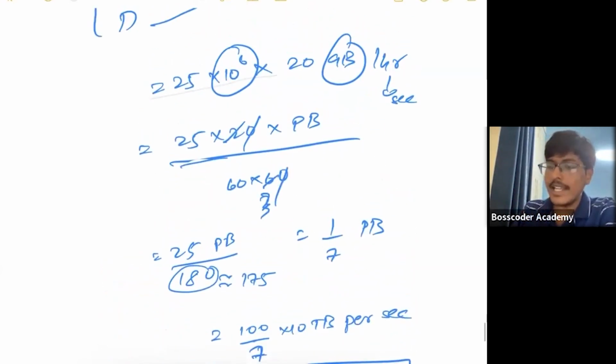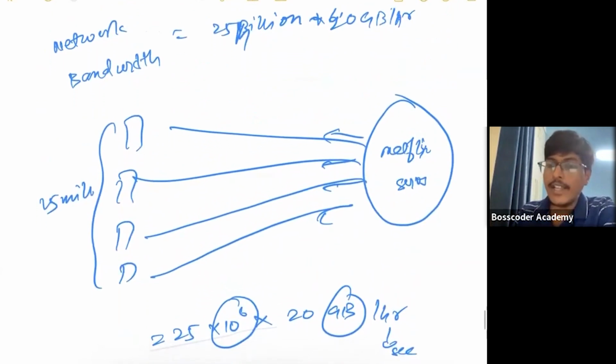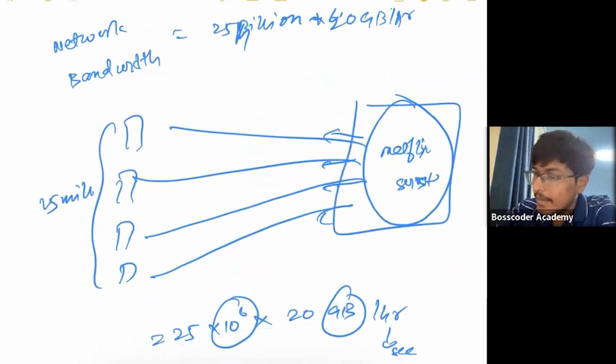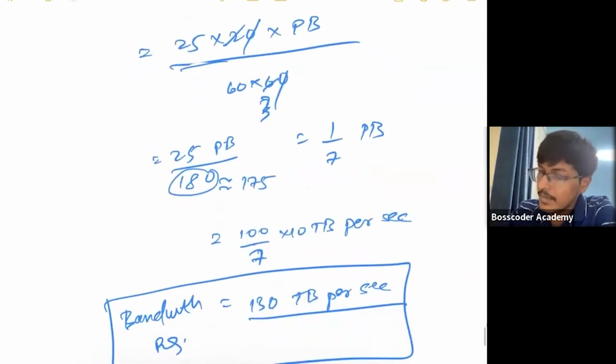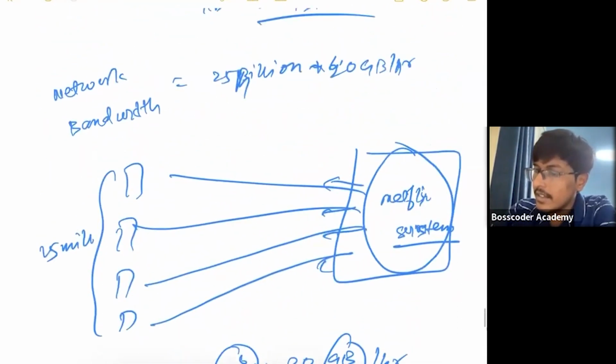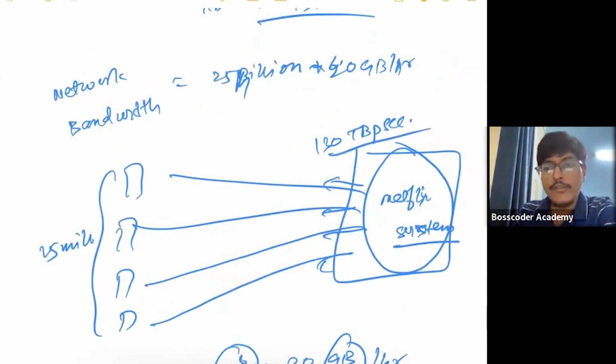If you're not able to understand the calculation, just leave it, Stuti. Do these calculations at home. Those are very simple. I'm not saying one server. I'm saying on the system. I have written here, Netflix system. So the Netflix system has to deliver a bandwidth of 130 terabyte per second, which is very hard to achieve.